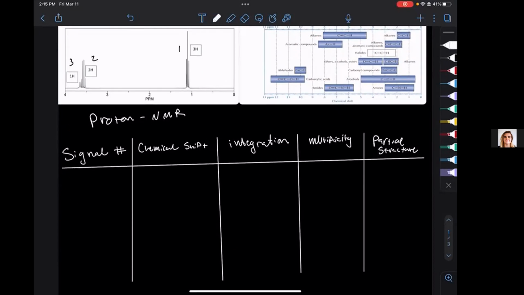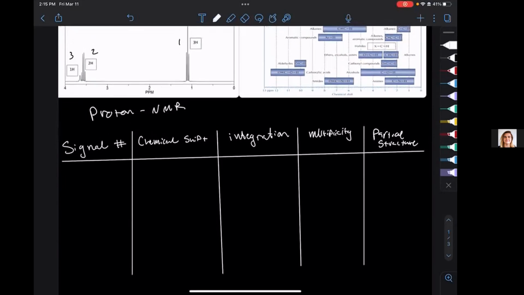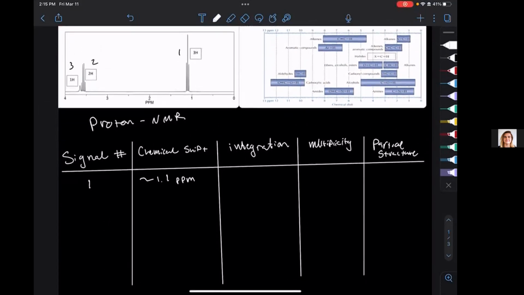So we'll go ahead and get started with number 1. We're going to put it right here, just so we can stay organized. The chemical shift, I would say, is about 1.1. These are always just kind of guesses. And then there's going to be ppm. And then we're going to look at the integration. So that has 3 hydrogens.